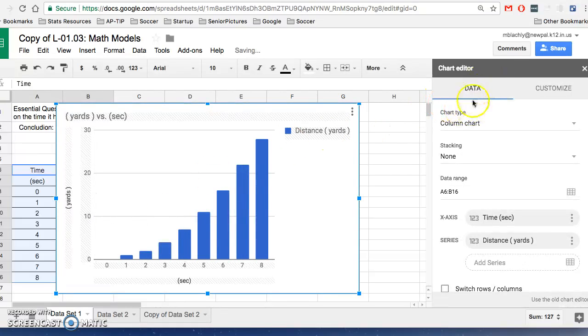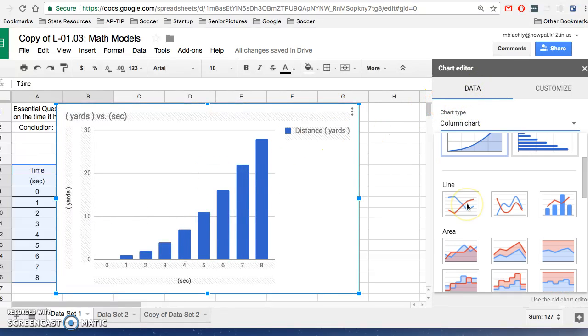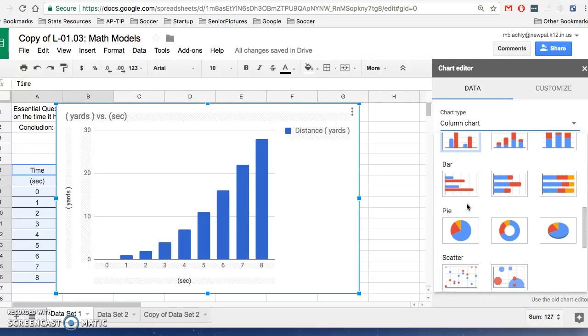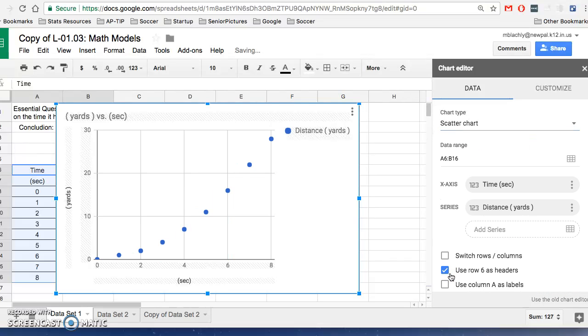And over here on the chart editor, under chart type, we're going to scroll down until we find scatter chart. We're always going to use a scatter plot to look at relationships between data. So you can quickly tell here that this data is curving. It's not a straight line. That's how we know it's nonlinear. So our job is to figure out what sort of functional form this has. Can we get this line straight?